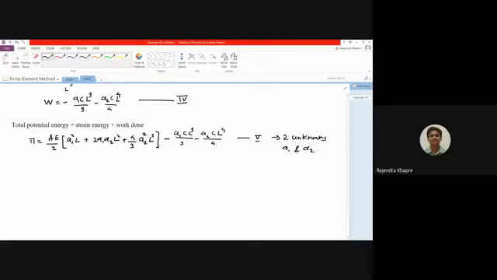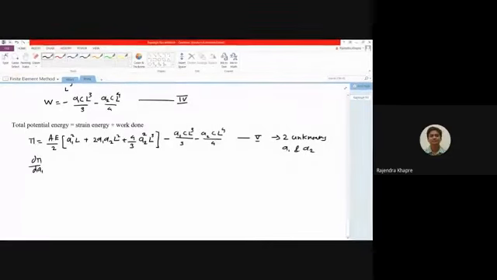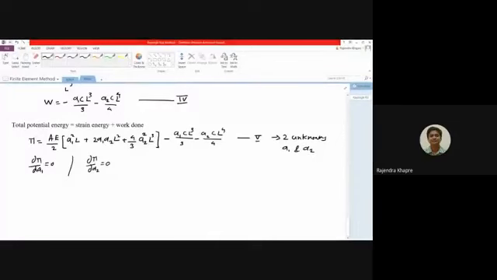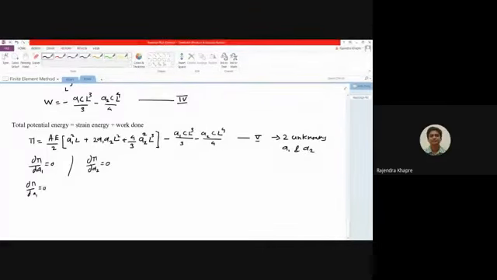So for this purpose, what we can do is go for a partial derivative. So d pi by d a1 should be 0, and d pi by d a2 should also be 0. Now we have to differentiate the total potential energy with respect to a1 as well as with respect to a2. So now let us go for del pi by del a1 equals 0.